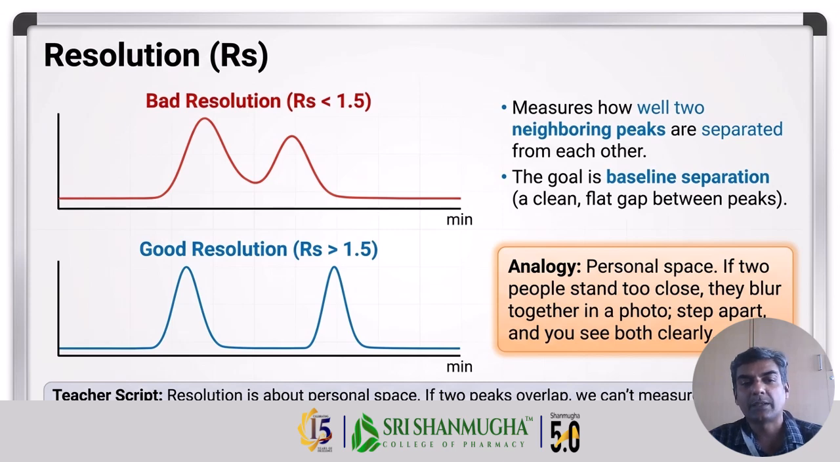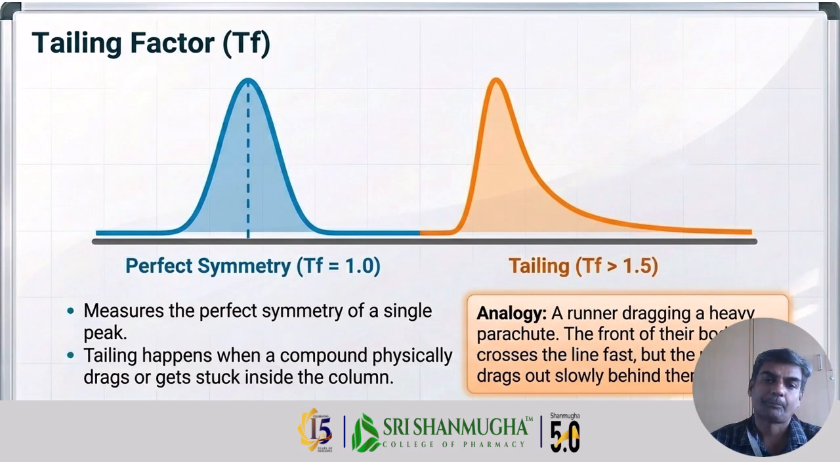Think of it like personal space. If two people stand too close, they blur together. If they stand apart, you can clearly see both. Similarly, in chromatography, we want clear separation. Now, even if peaks are separated, we also want them to have a proper shape. That brings us to the next parameter called tailing factor.